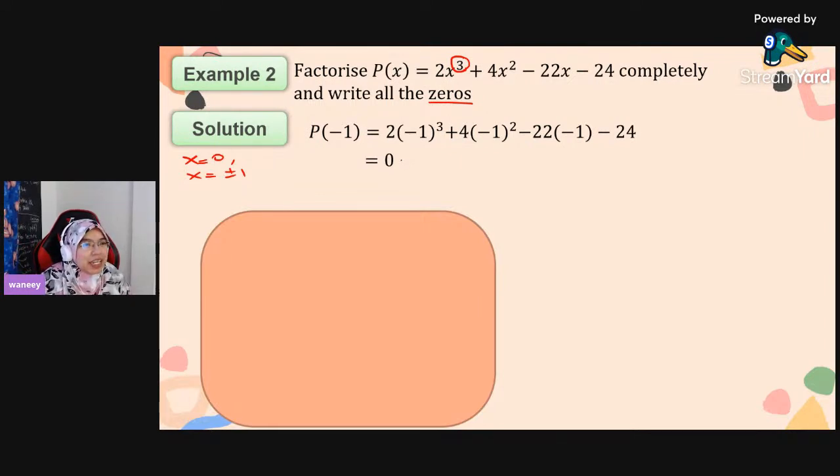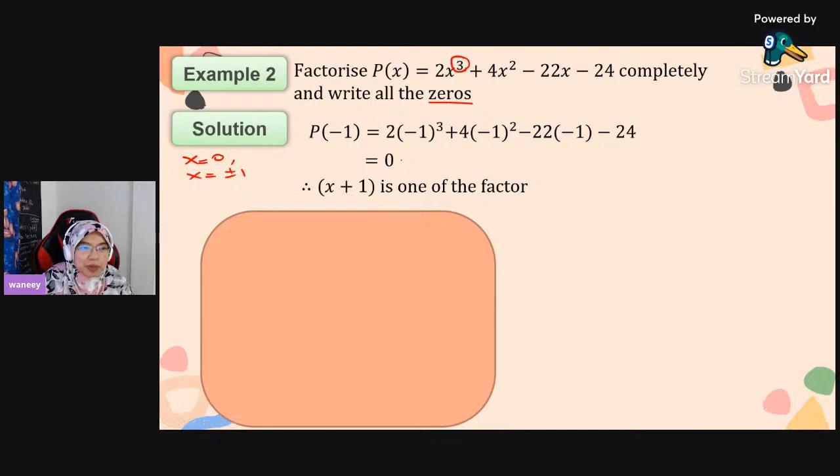Okay, so now I know one of the zeros, which is negative 1. That means x plus 1 is actually a factor of p(x). So now what I can do is the long division to find the other two factors. I will get a quadratic first and then I'll proceed with factorizing the quadratic function.